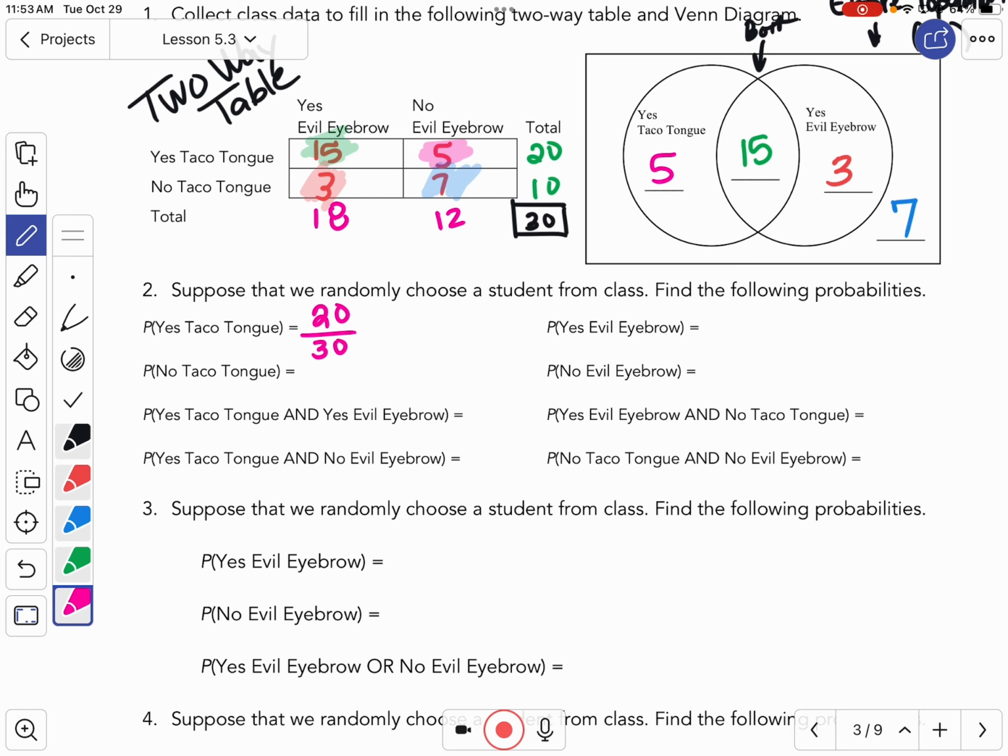How many of our students could not do the taco tongue in any way, shape, or form? 10. If we go across, the no taco tongue, all the way across. 10 out of 20. Let's, 30. Sorry, I don't know why I put 20. It should be 30.